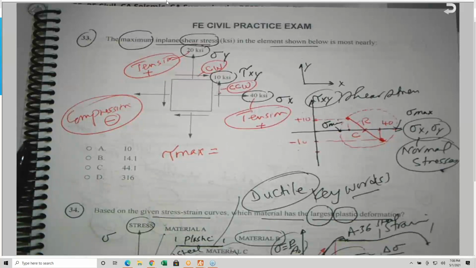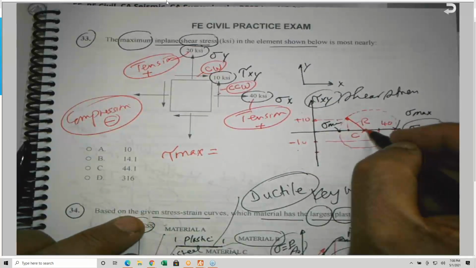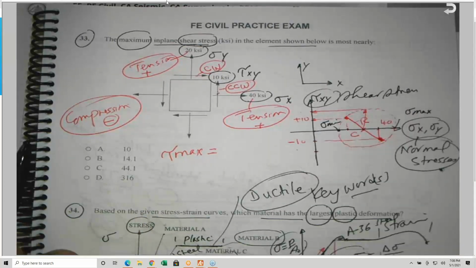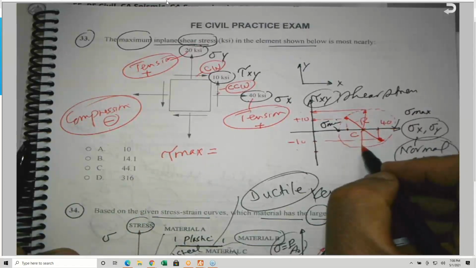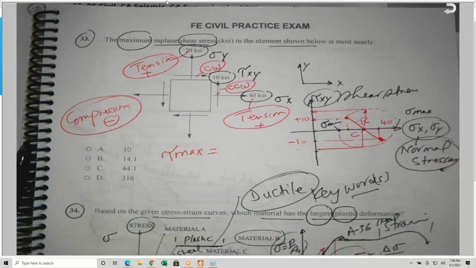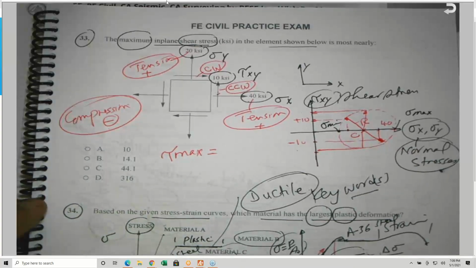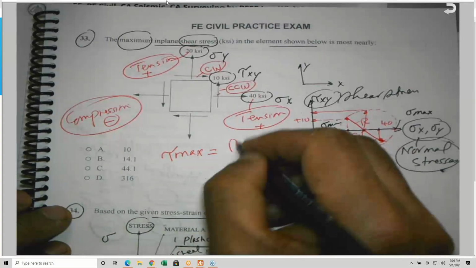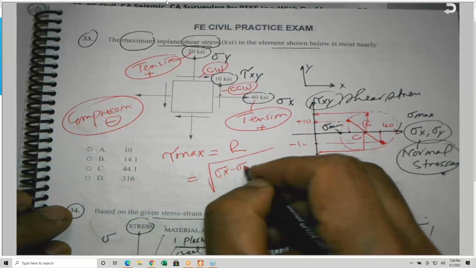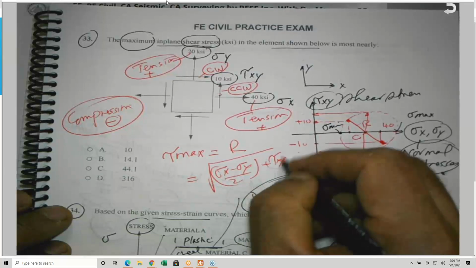So the tau max I can get as the radius, because this is also the radius, which is the maximum shear stress, either positive or negative. It does not make any difference. So tau max is equal to what? It is equal to the radius. The radius is given to me as the square root of sigma x minus sigma y divided by 2, squared, plus tau xy squared.